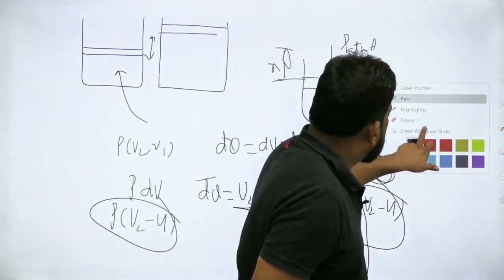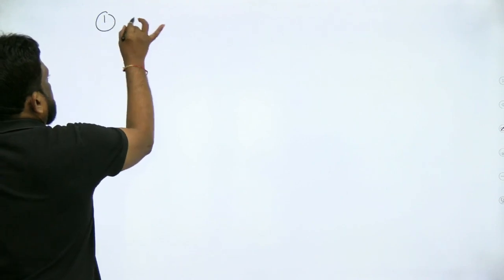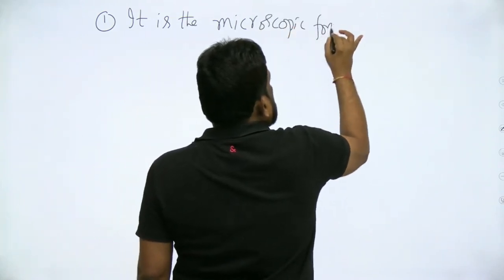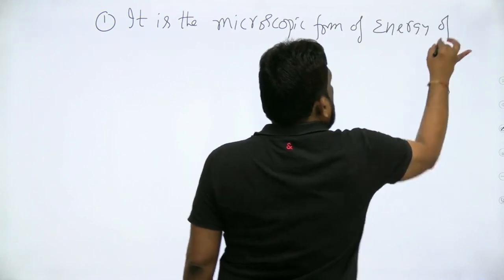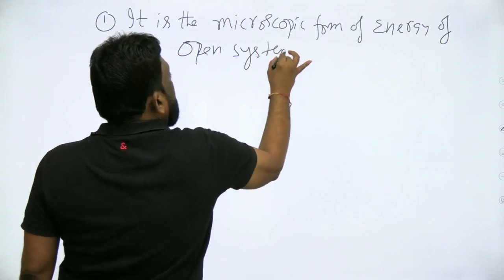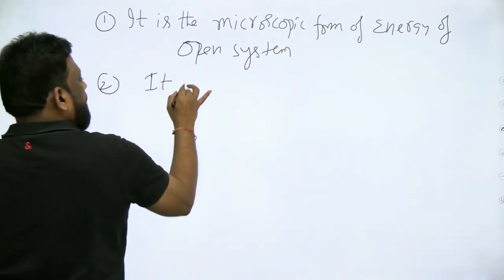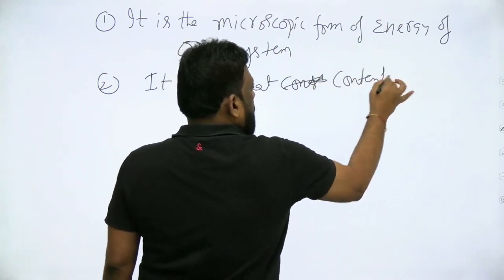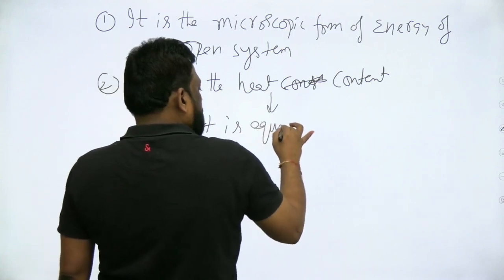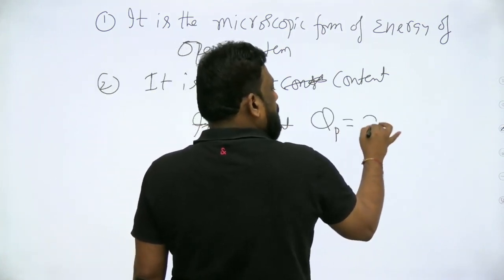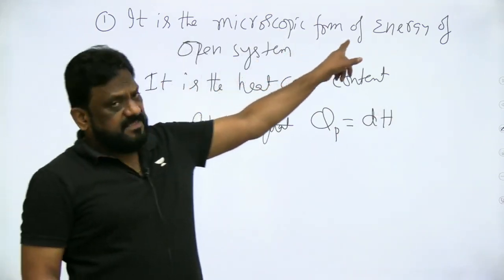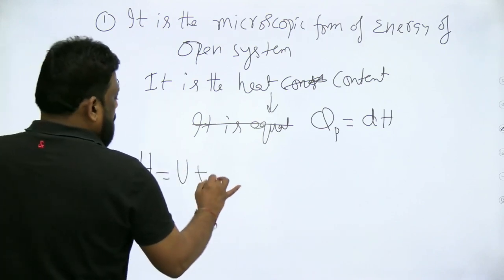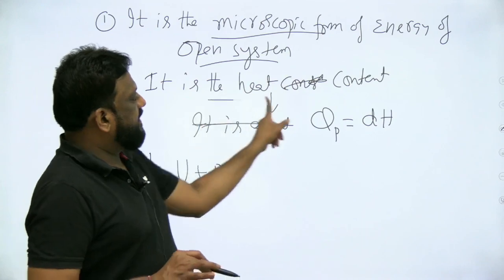So finally, if I sum up all the things, I can say all about enthalpy. First, it is the microscopic form of energy of an open system. Or when they ask you, is it defined only for open system? No, you should tell that it is the heat content. What does it mean? The heat transfer at constant pressure is equal to the change in enthalpy. Can I apply for open system? Yes. Can I apply for closed system? Yes. Can I apply for reversible? Yes. Can I apply for irreversible? Yes. So the generalized equation is mathematically U plus PV, and physically it is microscopic energy for open and it is the heat content for closed system.